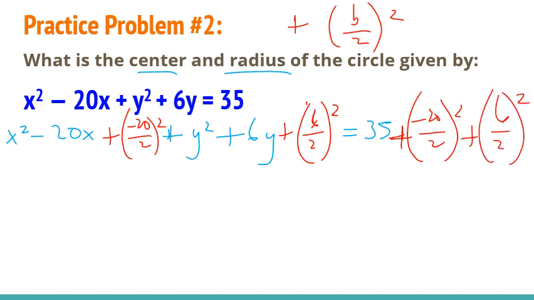All right, here we go. So x squared minus 20x. Half of negative 20 is negative 10.